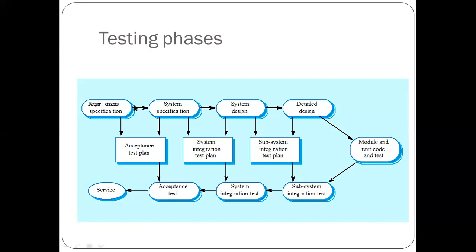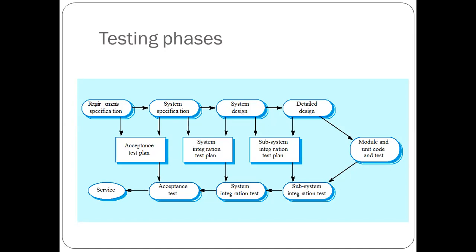First, you can see requirements specification, after that system specification, then system design. After that, we will study the detailed design of the same software which we are going to develop. And here you can see module and unit code and test. So after the detailed design, the testing will start. This is called the module and unit code test.